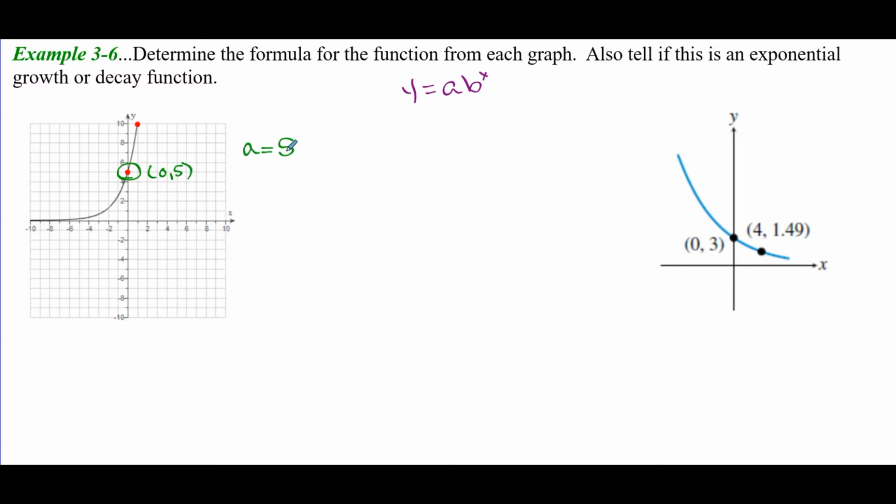Now I can work just like I did algebraically on the last question. So I'm going to go y equals 5 times b to the x. And then I'm going to come up here and I'm going to plug in this next point. So that looks like the point (1, 10). So I'm going to go 10 equals 5 times b to the first. So b is going to be 2. So we get y equals 5 times 2 to the x power. Again, since my b value is greater than 1, I know that this is a growth situation.